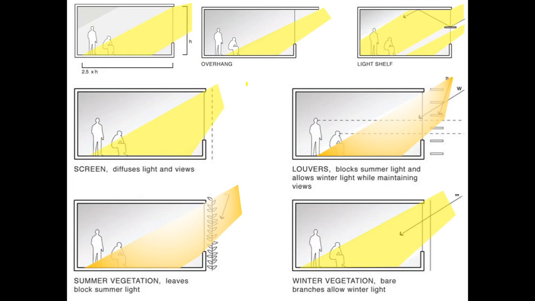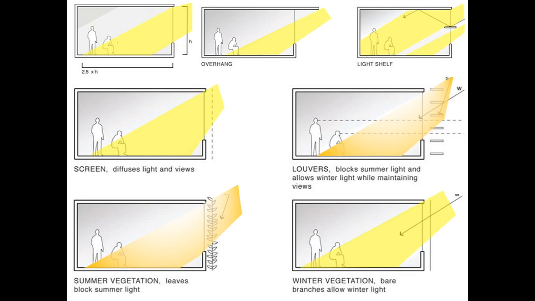Generally, these are the types of windows. If the height of the window is almost 5 meters, so it is 5 into 2.5. If the height of the window increases, the daylight inside the room also will increase.